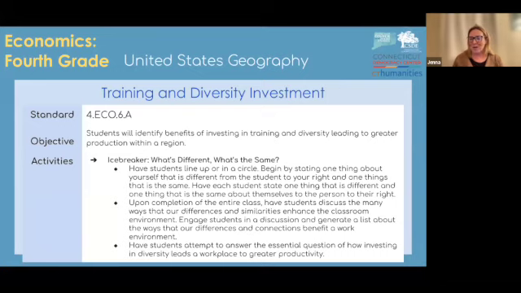When everyone in the entire class has gone, you can then have students discuss the many ways that our differences and similarities enhance the classroom environment. You can then engage students in a discussion and generate a list about the ways that our differences and connections benefit a work environment. And then, of course, have students attempt to answer the essential question of how investing in diversity would lead to greater productivity within that workplace, right? More people working together, shared vision, different ideas, different collaborations that are happening. That could lead to greater productivity. It could lead to greater ideas within the workplace and changes being made.